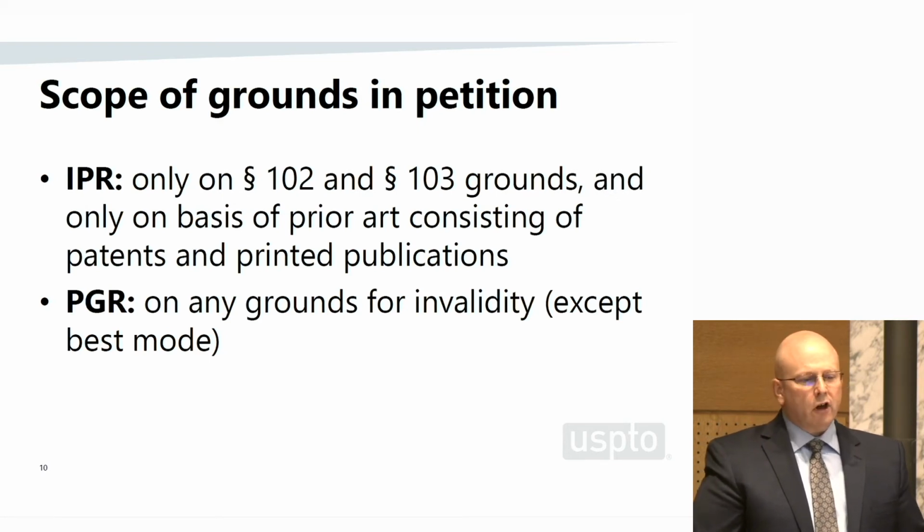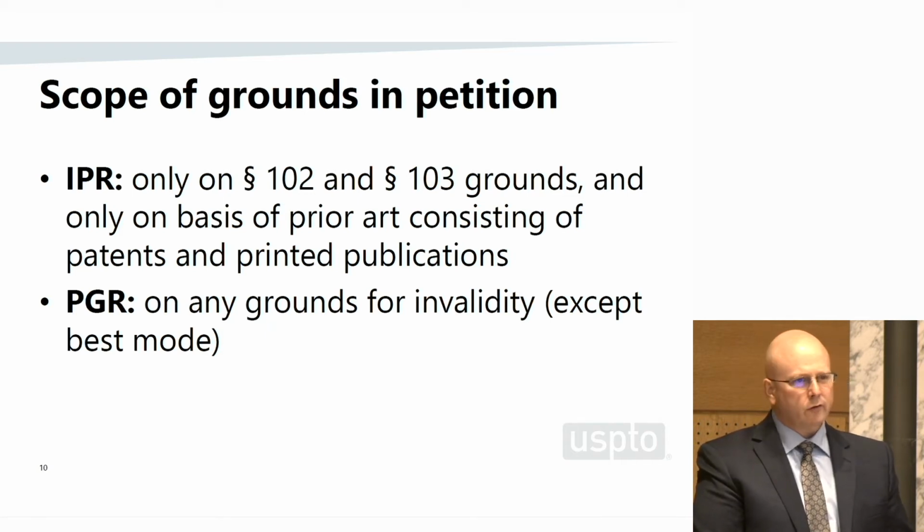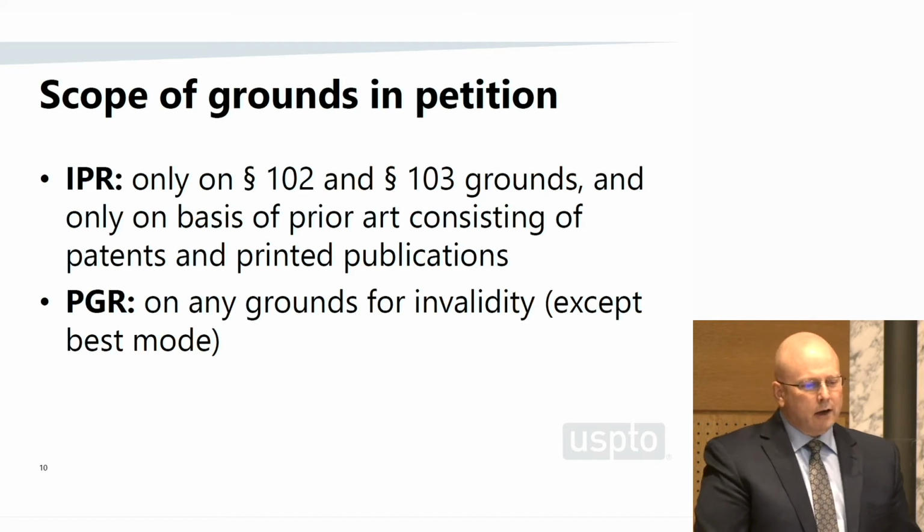So what is the scope of each of the two main types of AIA proceedings? In the IPR, you can only petition based on anticipation or obviousness grounds, what we call 102 or 103, corresponding to the different sections of our statute, and only on the basis of prior art consisting of patents or printed publications. So that's it for an IPR.